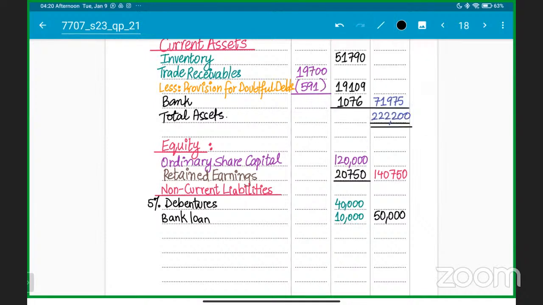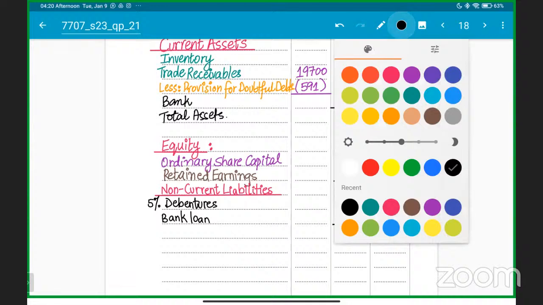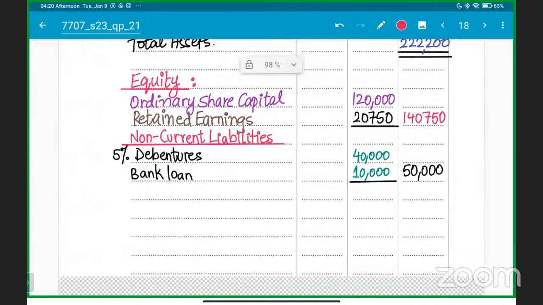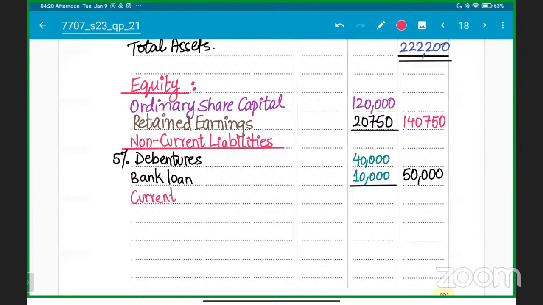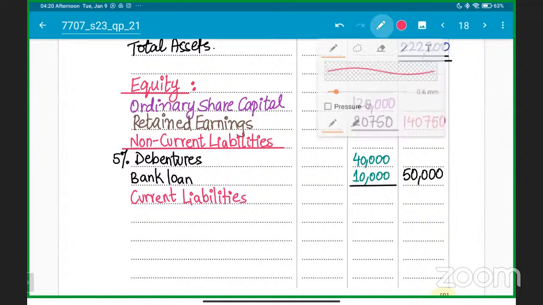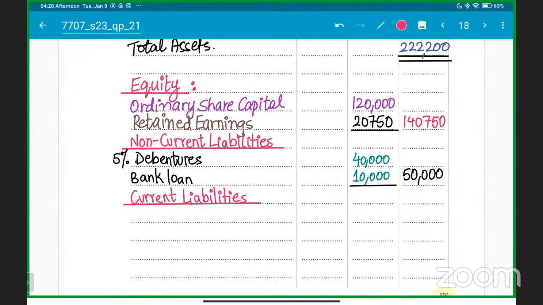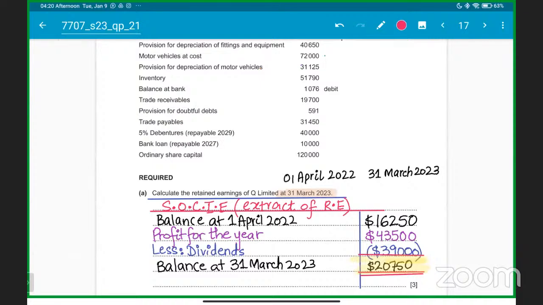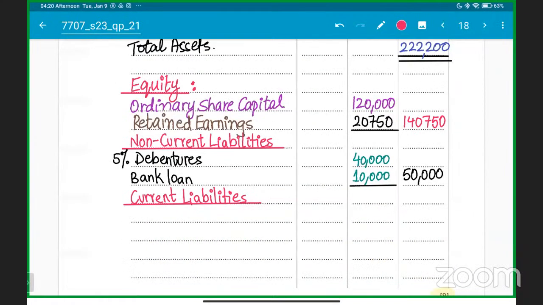The last will be the current liabilities. As we already know, current liabilities are basically only trade payables, that is 31,450. So it will be 31,450 for the current liabilities. Okay, got it, students? This will be trade payables. Clear? Is everyone clear?